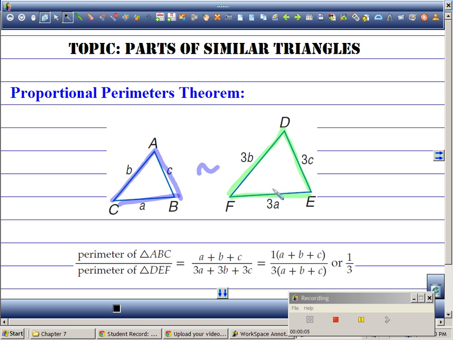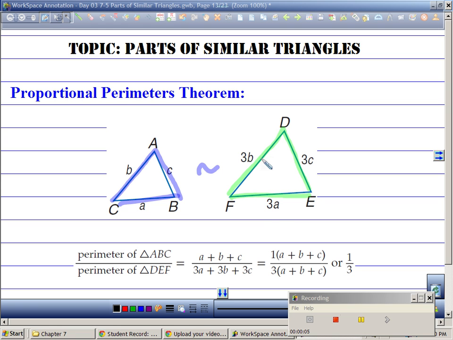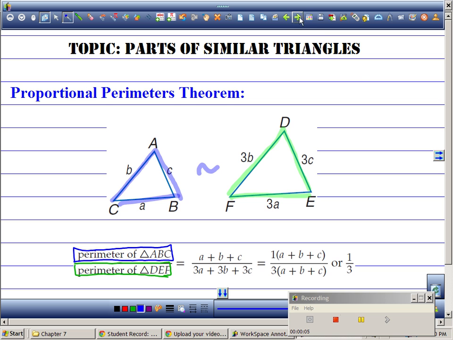So this triangle is a third of the size of this triangle, right? Because each side is 3 times as big. So we're going to use that today. So basically down here, this perimeter is proportional to this perimeter. Oh, and our scale factor's over here.